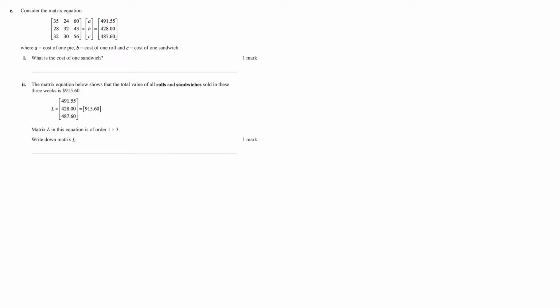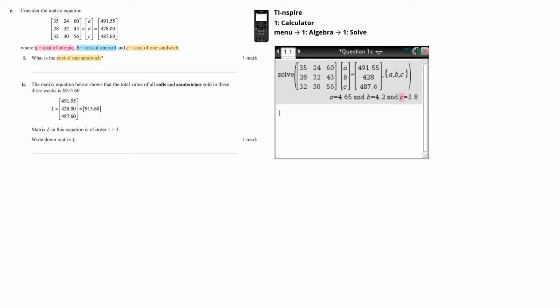Part C. Consider the matrix equation given, where A is the cost of 1 pie, B is the cost of 1 roll, and C is the cost of 1 sandwich. Part i. What is the cost of 1 sandwich? Using available CAS technology, we are going to use TI-Nspire. We add calculator, and from the menu, we choose algebra, and then solve. And then we write this matrix equation, and we solve for A, B, and C. So the cost of 1 sandwich is $3.80. This question is worth 1 mark for the correct answer.